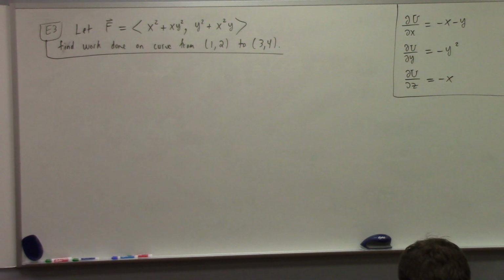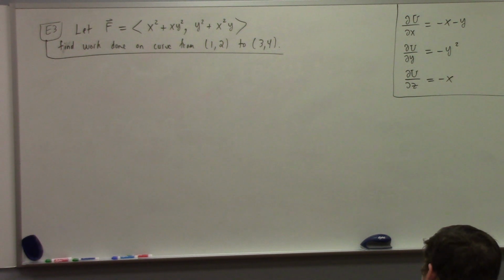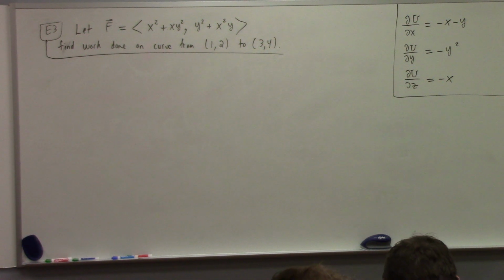So first of all, if anybody comes up to you and says, find the work done on a curve that goes from one point to another, and they don't tell you what curve it is, that's a dead giveaway. The only way for that question to make sense is if the force you're dealing with is conservative. Otherwise, what curve are we talking about, right? Because there should be a path dependence in general. So for this question to even make sense, that had better be a conservative vector field, right?